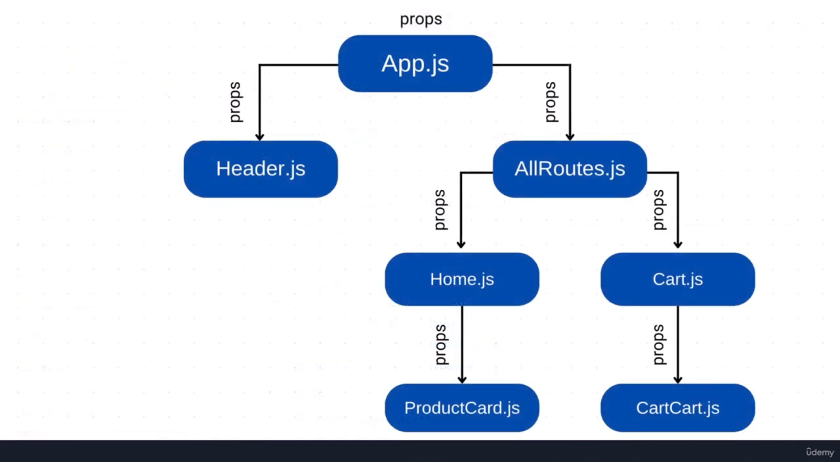Suppose I have a tree. That means I have app, then I have header, then I have another component, and then a child of that component. So we basically have a tree. And if we want to pass certain information from top to bottom, it's a pain. You need to pass them as props and then keep on passing them to their child. That's basically prop drilling. If you can visualize, that will be the easiest part.